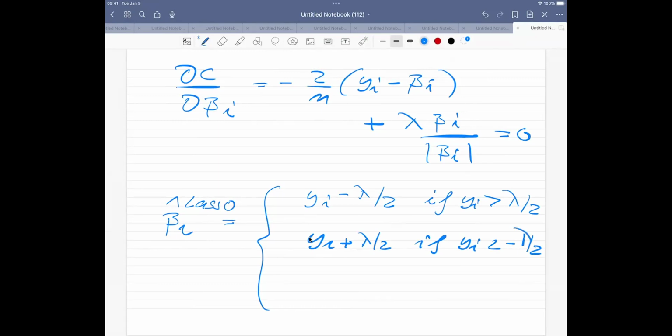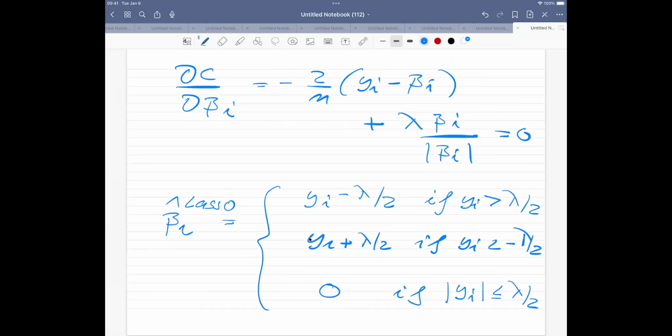So this should be a lambda here. And 0 if this y of i, the absolute value, is smaller or equal to this lambda divided by 2. So this is just you going through the equations and finding the zeros. It's not so difficult to see that. So I'm just setting it up.